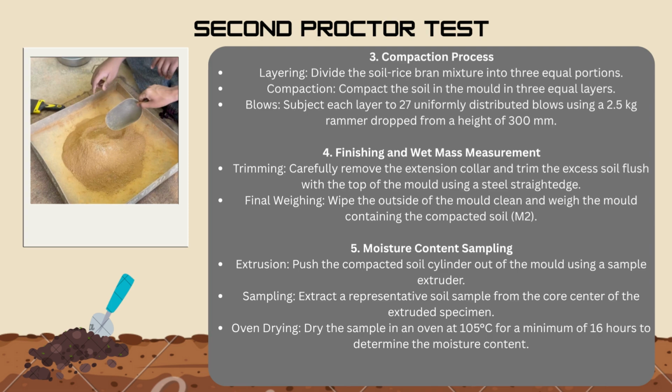Step 5: Moisture content sampling. Extrusion: push the compacted soil cylinder out of the mold using a sample extruder. Sampling: extract a representative soil sample from the core center of the extruded specimen. Oven drying: dry the sample in an oven at 105°C for a minimum of 16 hours to determine the moisture content.